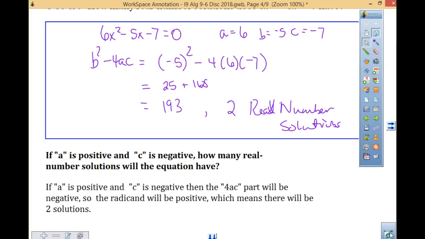If a is positive and c is negative, that 4ac part would be negative, and because it's a minus 4ac, that makes it positive. So everything underneath that square root is going to be positive, because you are specifically minusing a negative number, and minusing a negative is always going to be positive. Okay?